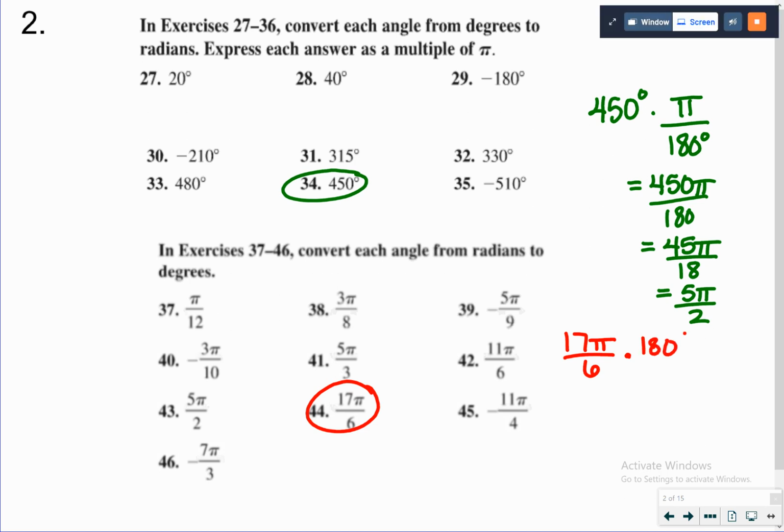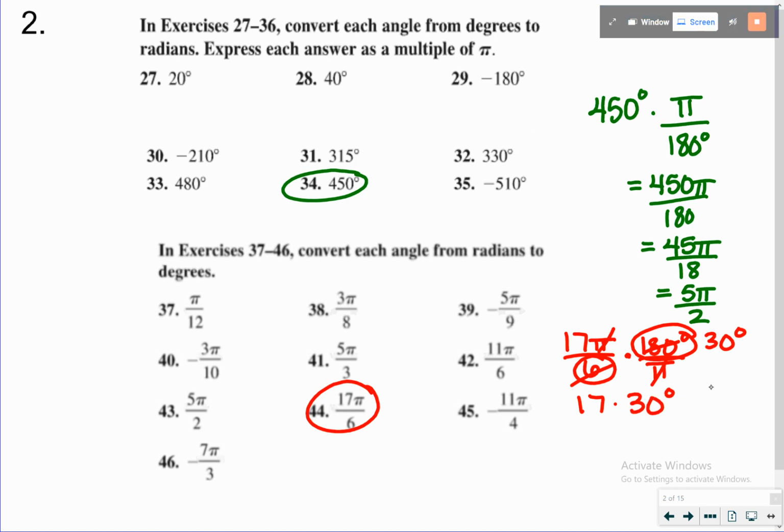180 over pi. All right, so when I multiply, the pi's are for sure going to cancel, yeah? Yeah. Now, if I were you, I would not do 180 times 17. I would instead reduce. What's 180 divided by 6? 30. So you can make that a 30 and then just do 17 times 30.